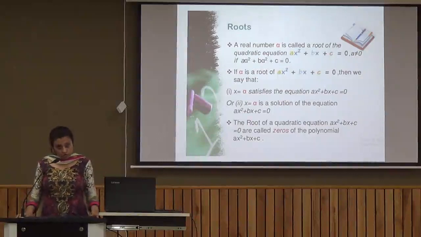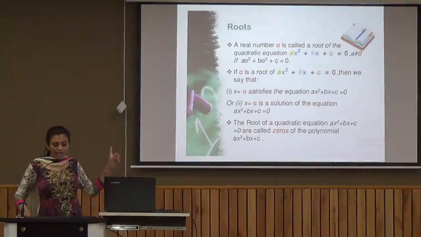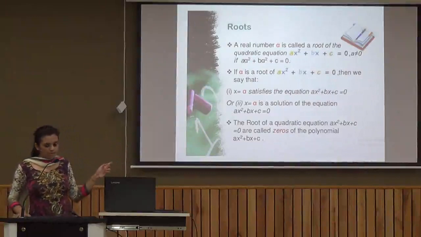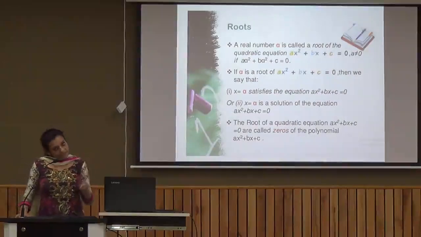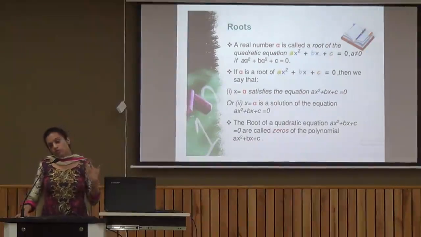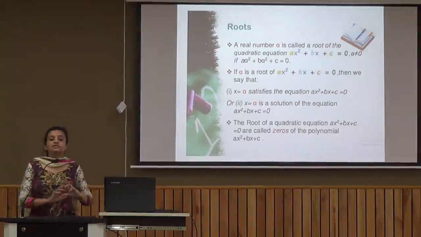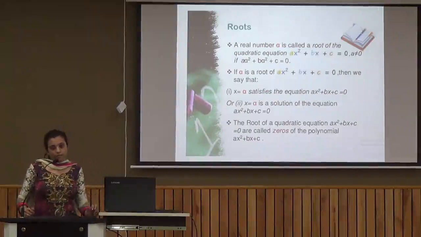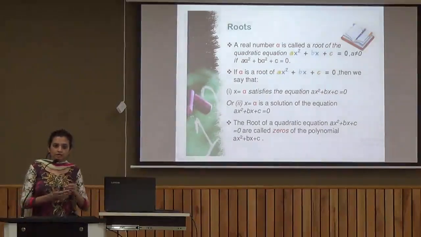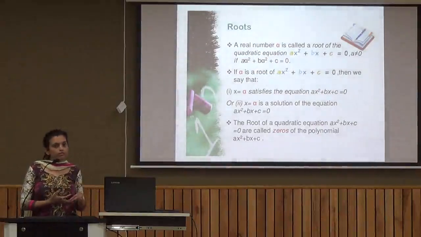If alpha is a root of the given equation, then we can say that, look at the first point, I think I just spoke that, x equal to alpha satisfies the equation ax squared plus bx plus c equal to 0, or x equal to alpha is the solution of the given equation. Now, root of a quadratic equation, which is alpha, is also called the zero of a polynomial. See, these two words are generally used interchangeably. The zero of a polynomial, the root of an equation.